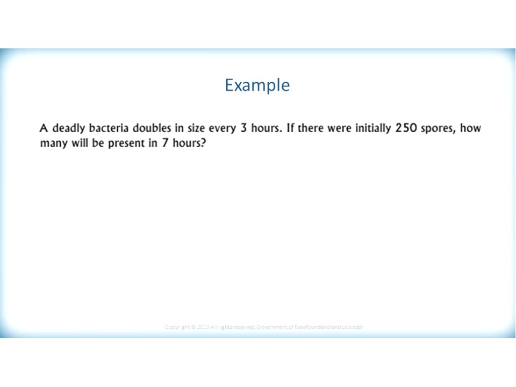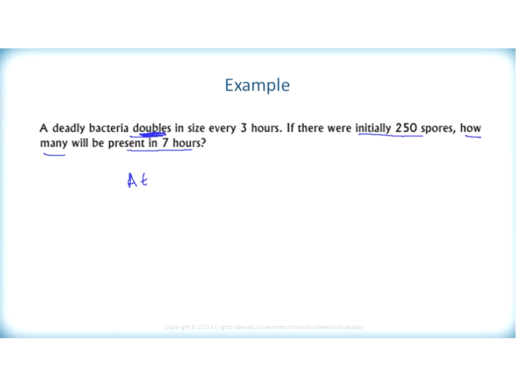A deadly bacteria doubles in size every 3 hours. So doubles, here's a key word for us, every 3 hours. There was initially 250 spores. How many will be present after 7 hours? So it's given us time, and it wants to know how many will be present. So we're looking for the final amount.